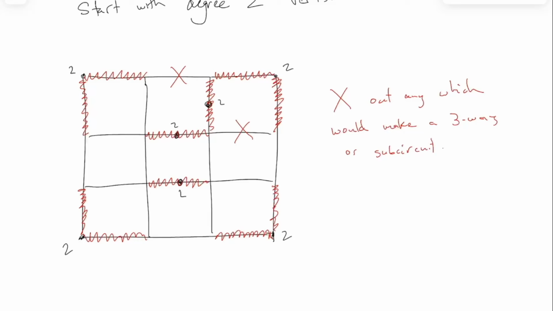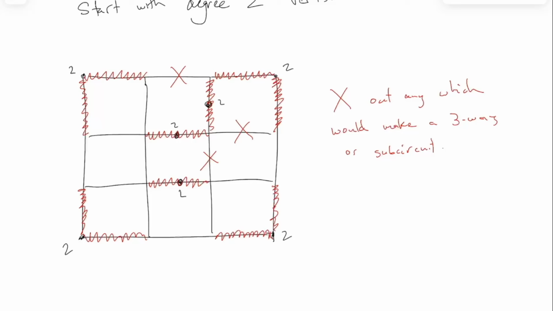I can see one more, I think, that you can X out in this step. And if you're not used to doing this, this can be a little tricky. You have to just kind of look very carefully. You could, if you like, go vertex by vertex and see where the three ways could happen. Yeah? Yeah, this one right here also would have made a three-way at that intersection if I had used this one here. So this one also gets the X like that. All right. So you X out any which would make a three-way or a subcircuit. And I think that's all you can do in this step.